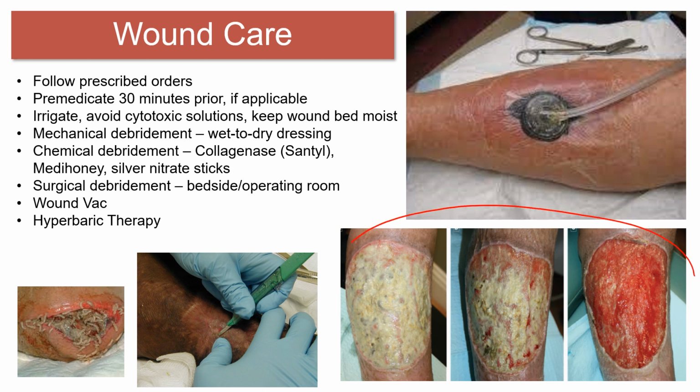This is a picture of that. This is good on patients who are not a good candidate for surgical debridement. Doctors can also use a form of debridement with Medihoney or silver nitrate sticks. Surgical debridement might be necessary. That can be done at the bedside or in the operating room. Once the wound is clean, we can definitely use a wound vac or hyperbaric therapy to facilitate that.